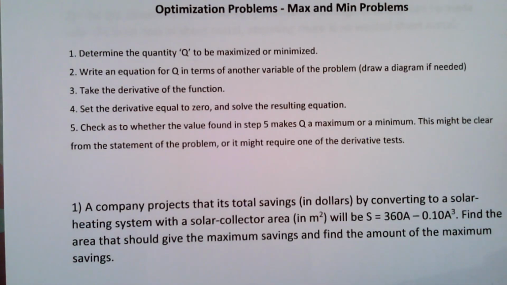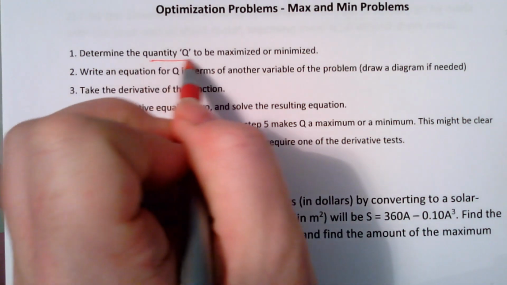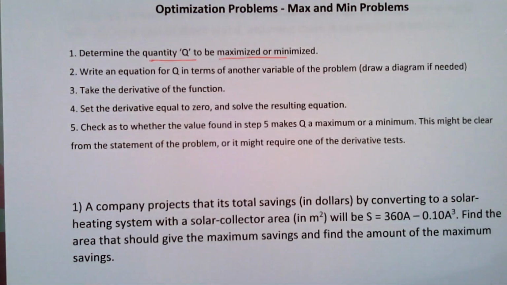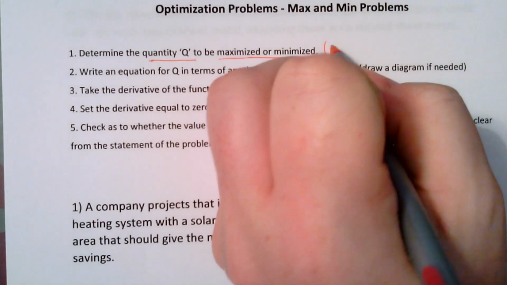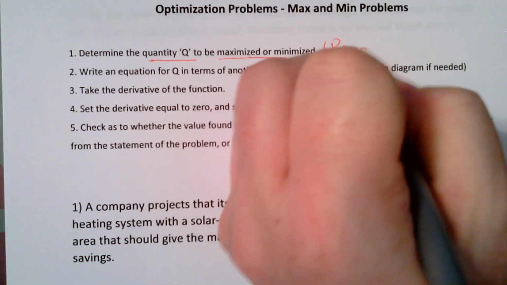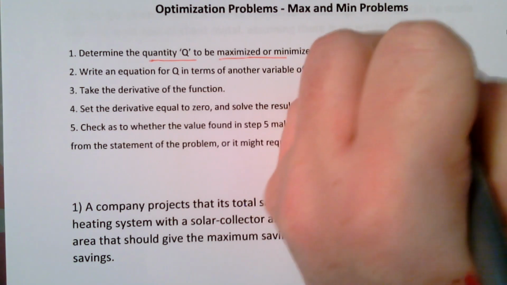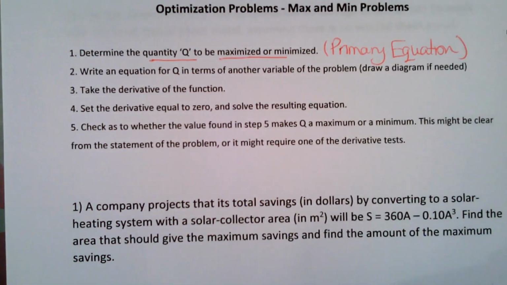So, very first thing, determine the quantity to be maximized or minimized. This is what creates your primary equation. It's the one that you will be taking the derivative of. So there's going to be a quantity that you will maximize or minimize. That will be your primary equation, and that will be the one that you will be taking the derivative of. The one for the quantity to maximize or minimize. That's the primary.